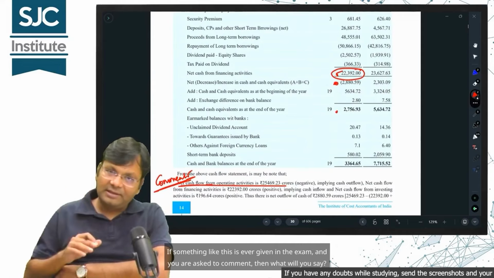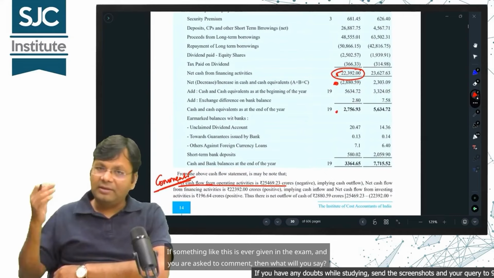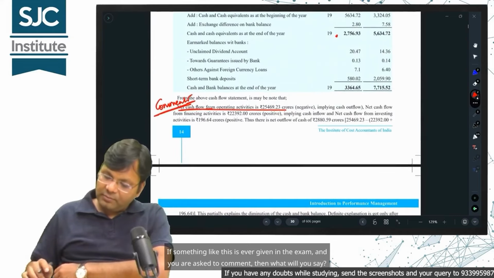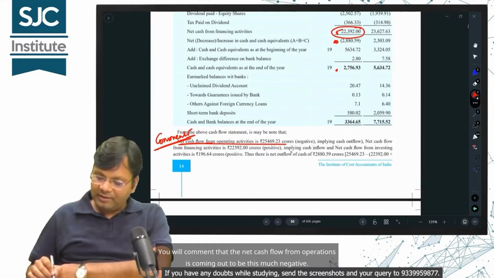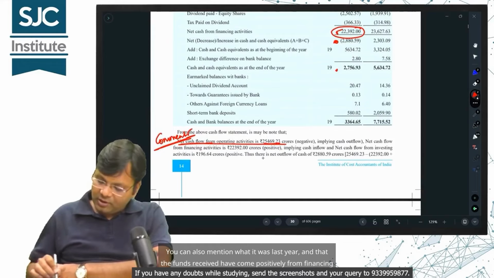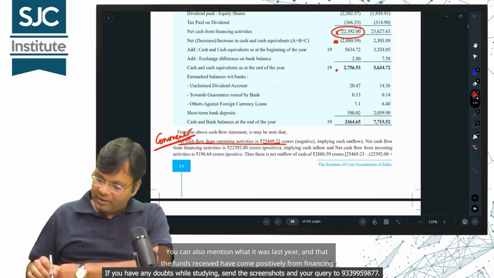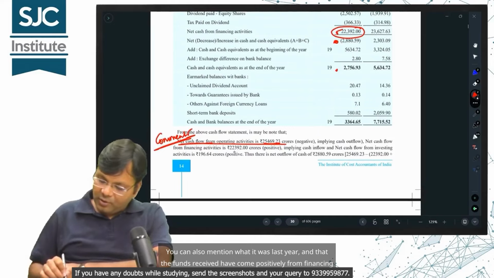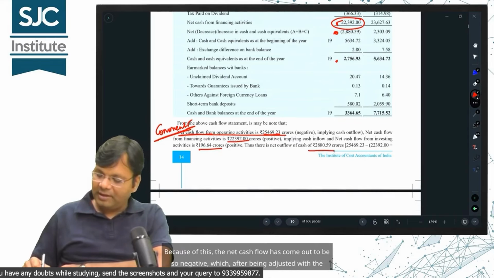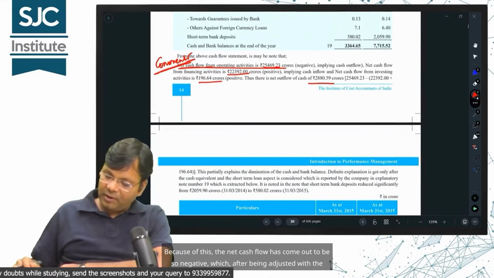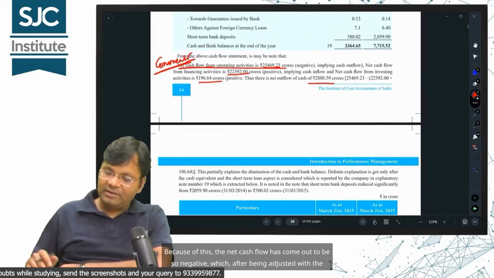If something like this is ever given in the exam and you are asked to comment, then what will you say? You will comment that the net cash flow from operations is coming out to be this much negative. You can also mention what it was last year and that the funds received have come positively from financing and investing activities. Because of this, the net cash flow has come out to be so negative, which, after being adjusted with the opening cash, has resulted in the closing cash. This is how you can explain it.